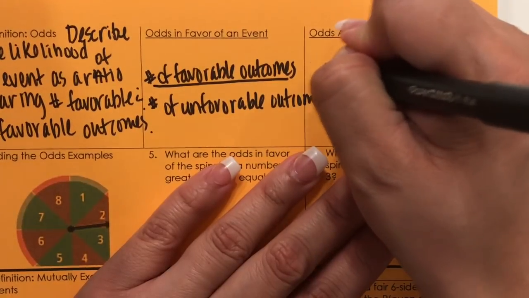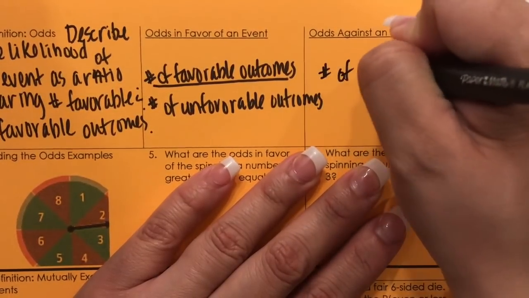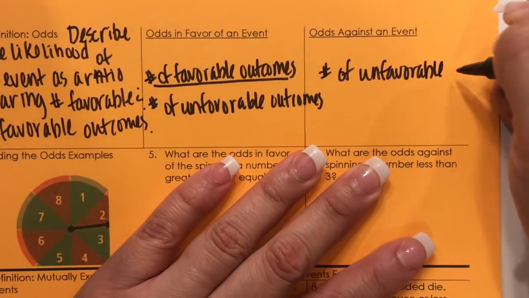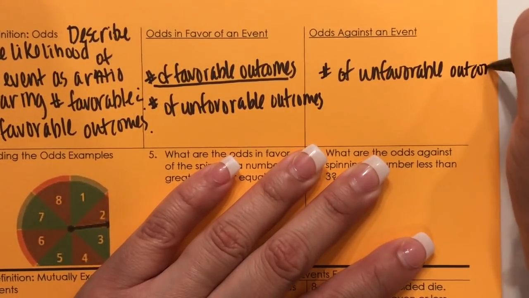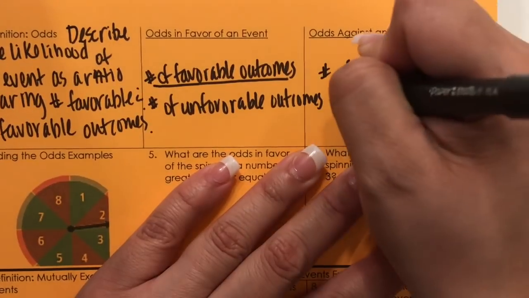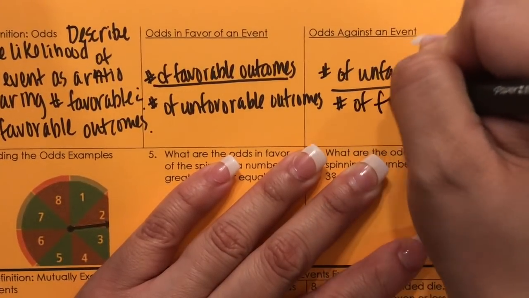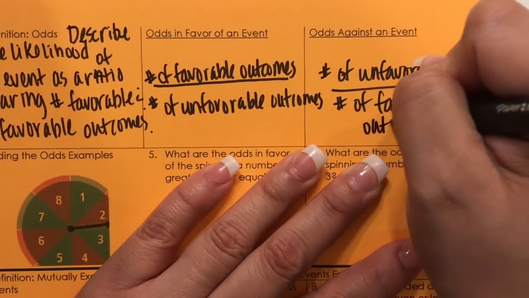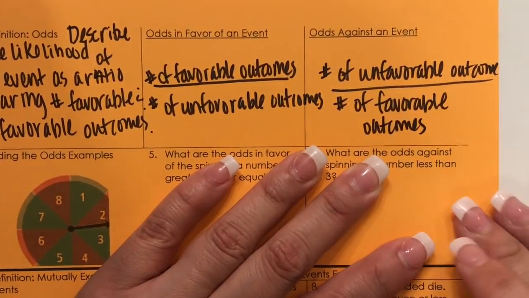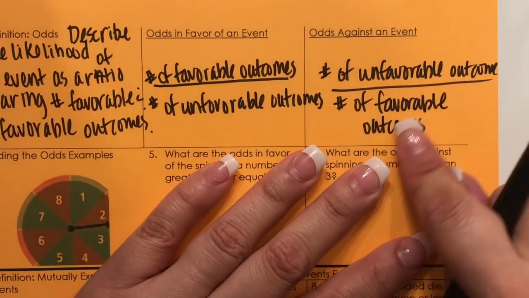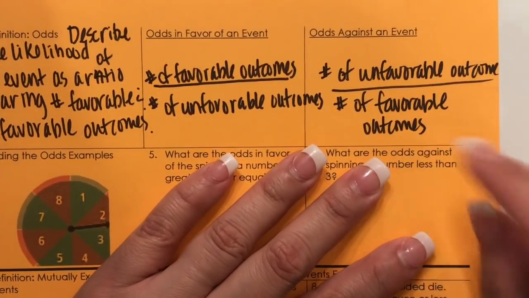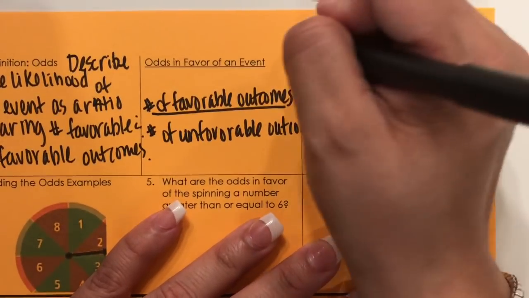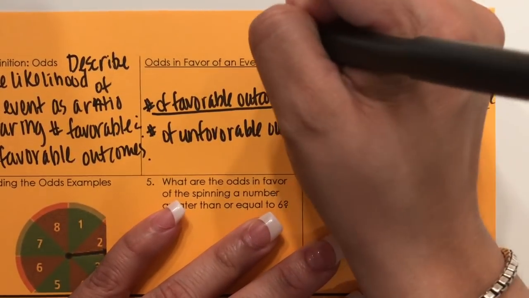So we're going to say the number of unfavorable outcomes over the number of favorable. So the number of unfavorable outcomes over the number of favorable outcomes. And you should also notice that these are reciprocals.